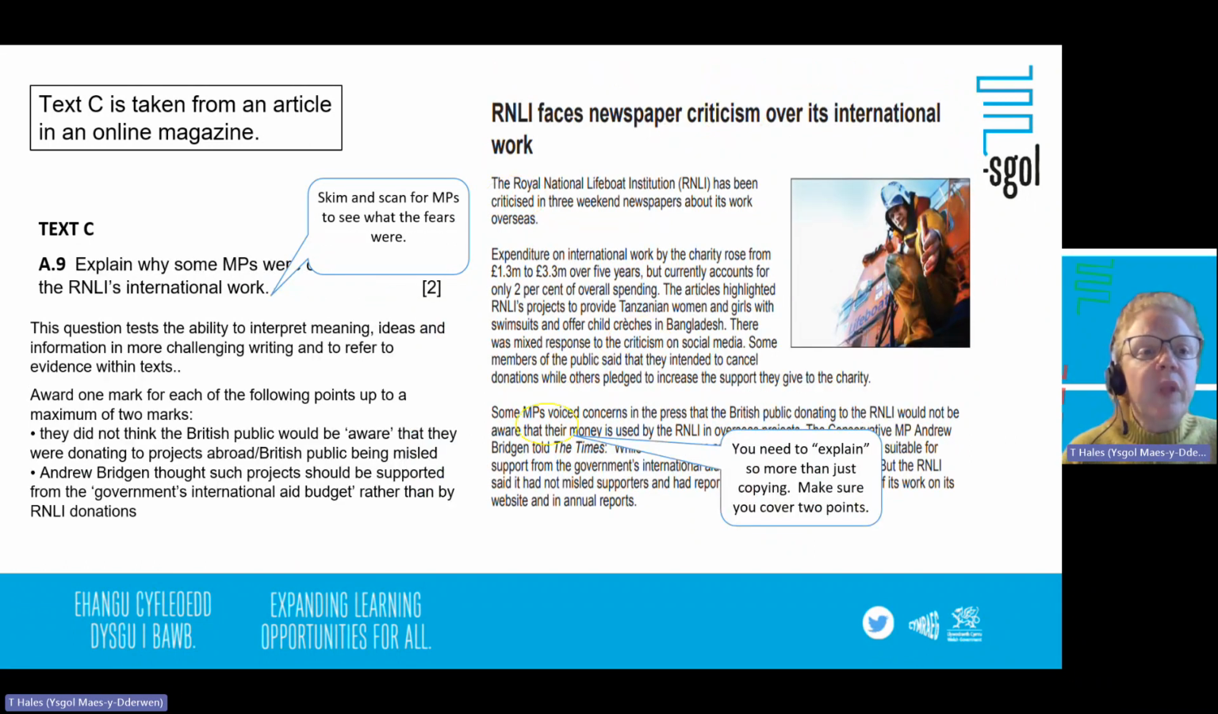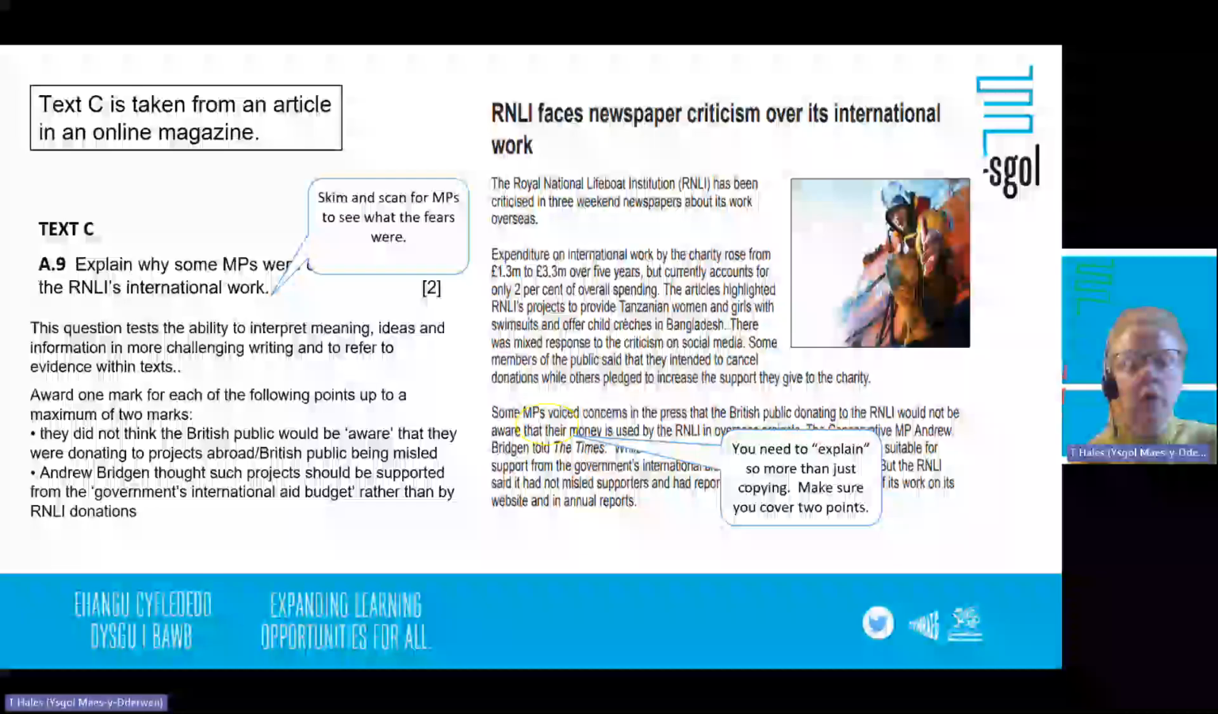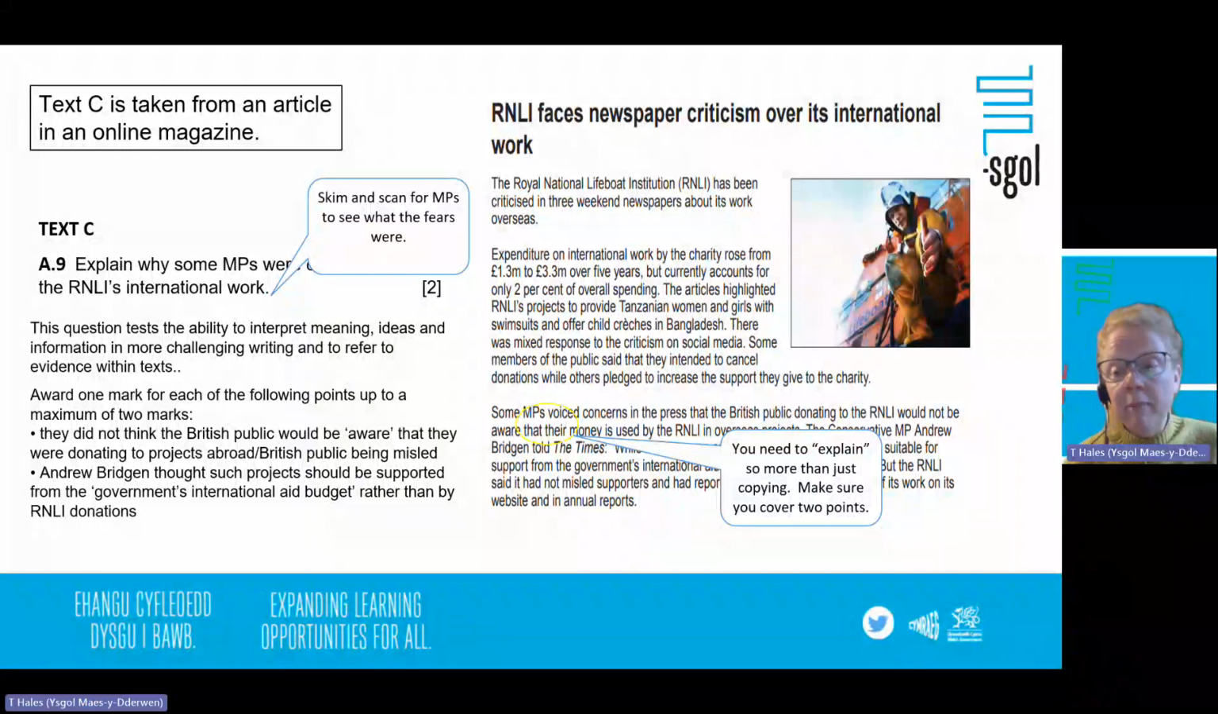Okay, so we're still on text C. A9. Explain why some MPs were concerned about the RNLI's international work. Skim and scan for MPs. We've got to see what they thought about it. What did they fear?